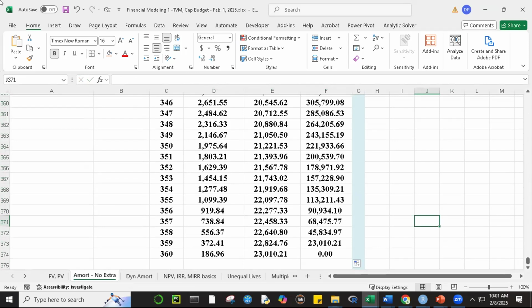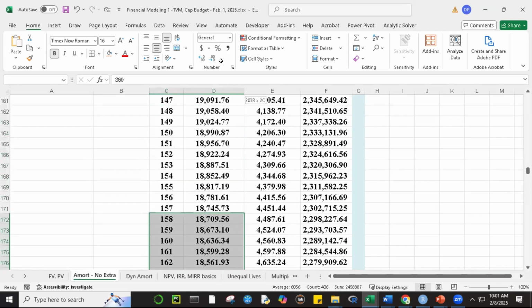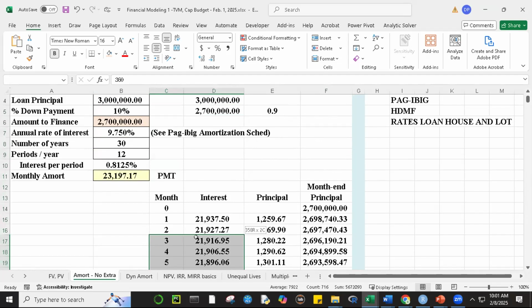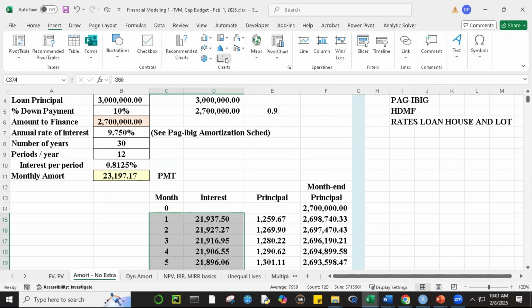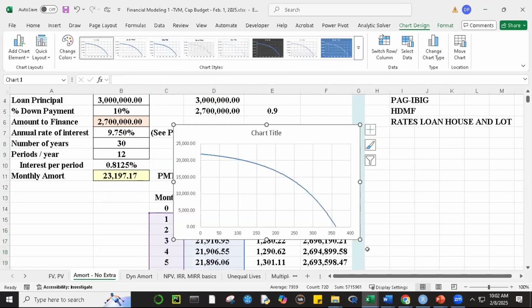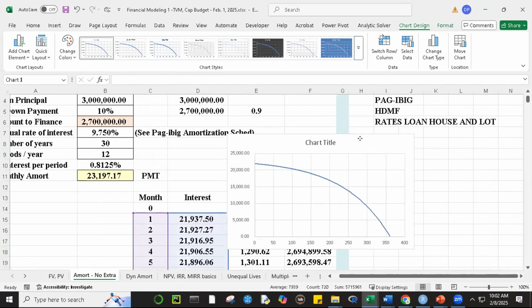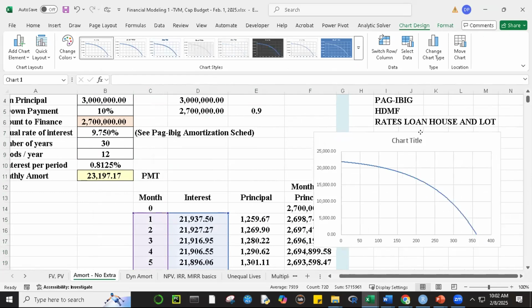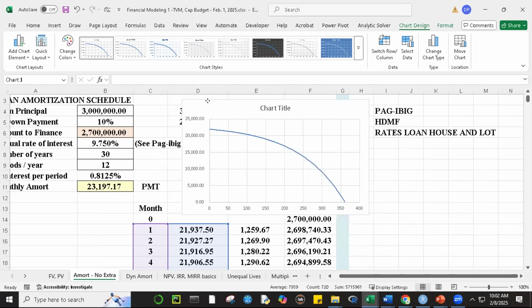So what do you notice about this? If we plot the interest, let's plot this. Insert, and then let's do this one. You notice that the interest is going down, right? While on the other hand... let me pause for a while. Were you able to plot the interest, class?